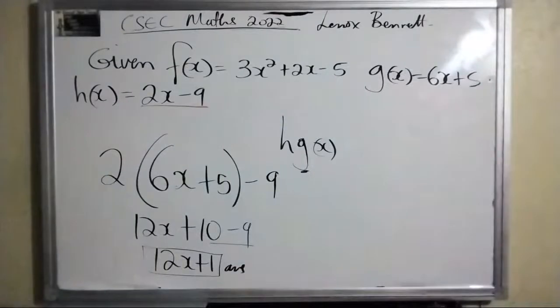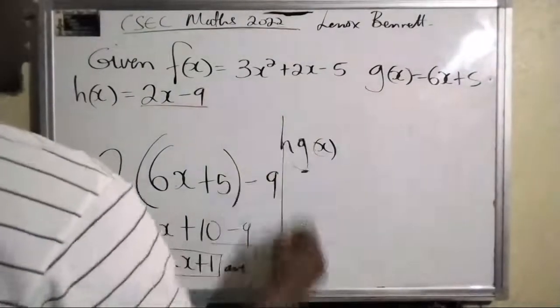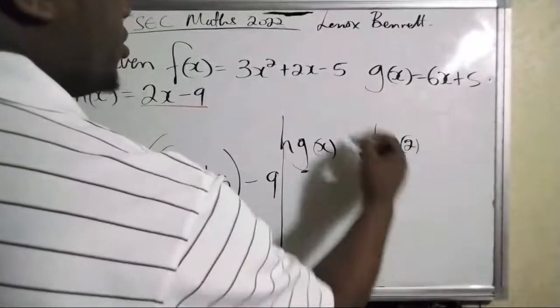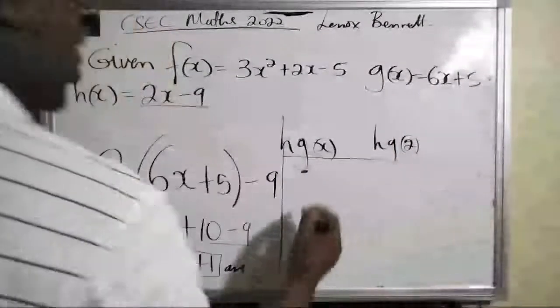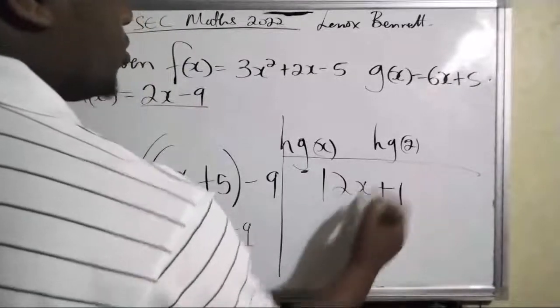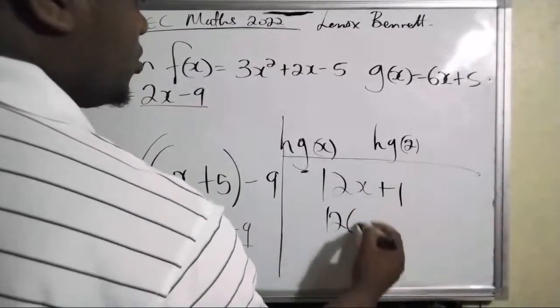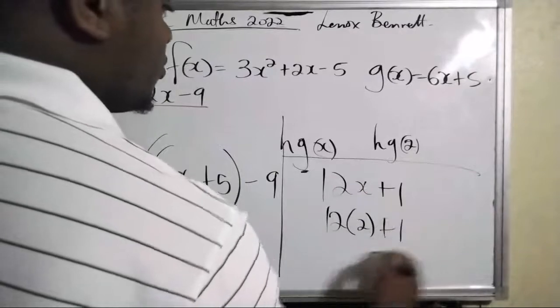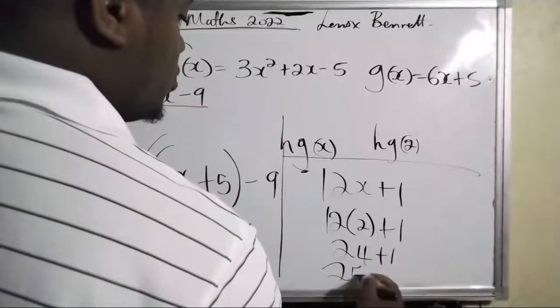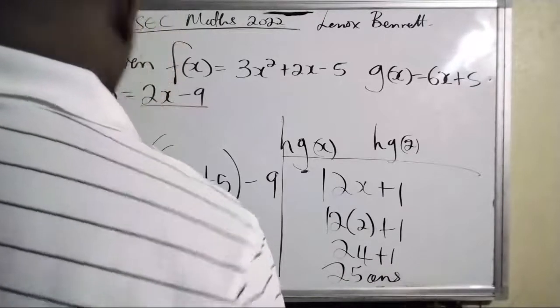What if they had asked you to find also along with this HG of 2, for example? We simply substitute, so write back this, so it's 12x plus 1. Substitute 2 in the equation. And we get 24 plus 1, so that would equal 25. Right?